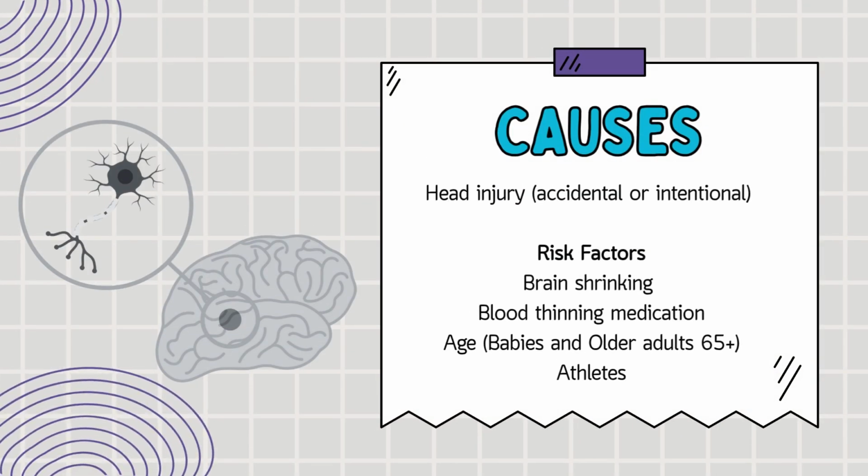Causes. The main cause of these hematomas is head injuries, whether accidental or intentional. Some risk factors are brain shrinking, blood thinning medication, and age. For instance, babies usually present with this type of hematoma due to shaken baby syndrome, and older adults who are 65 plus, like mentioned before, it is either due to falls or because of those possible diseases that they already may have, like lung disease, as mentioned prior as well.